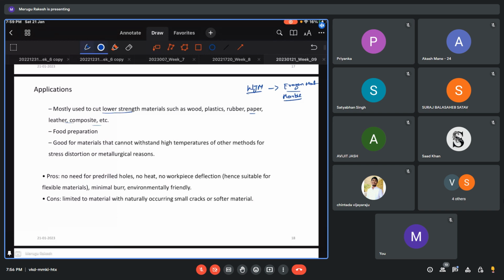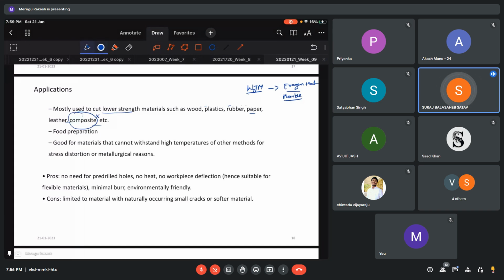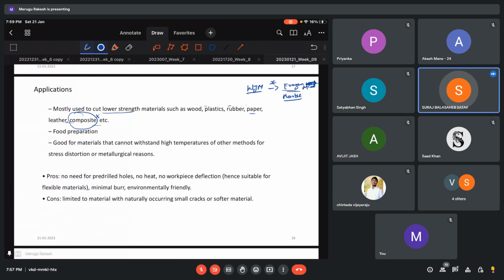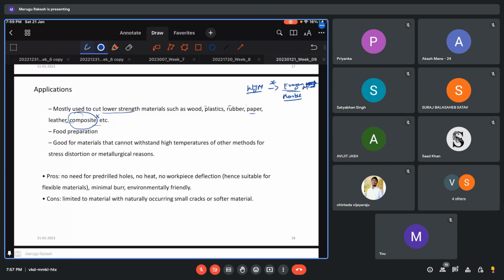This is composites. All these things, sir. What is it? Frozen meat. This is meat, in food industries. These are mainly used for this type of material, and marble materials, that means stone. And this abrasive jet machining is mainly used in cutting, mainly used for composites.